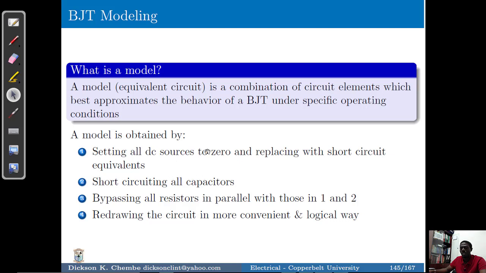We obtain the model by setting all DC sources to 0, and then we replace the capacitors by short-circuiting them. We short-circuit the capacitors. And then we also look at bypassing all resistors in parallel. We redraw the circuit in a more convenient and logical way. So this is the process of modeling a bipolar junction transistor. Basically, you earth the DC sources, and then you have the short-circuiting of capacitors, and so on.